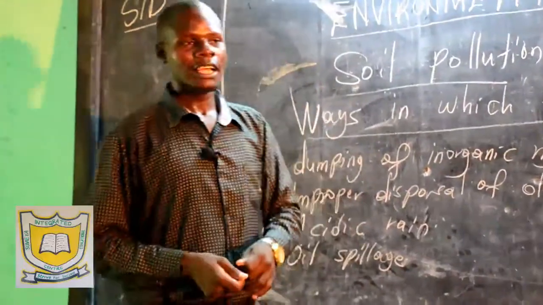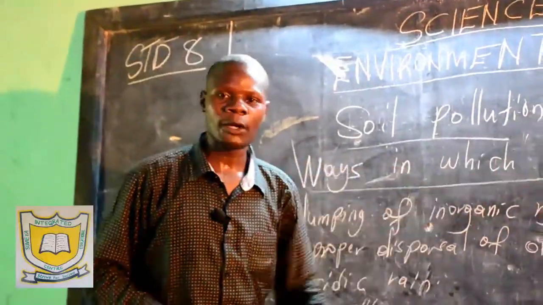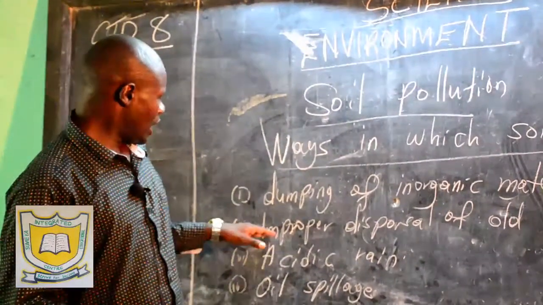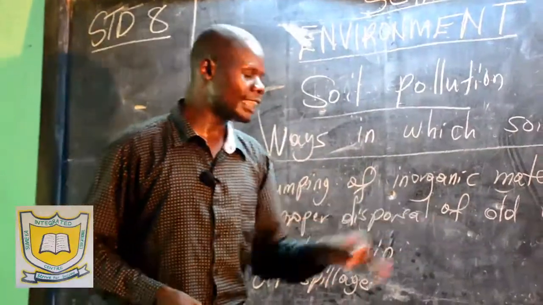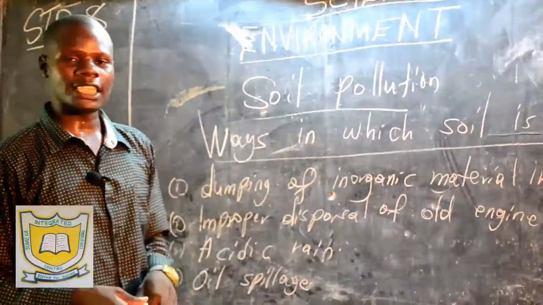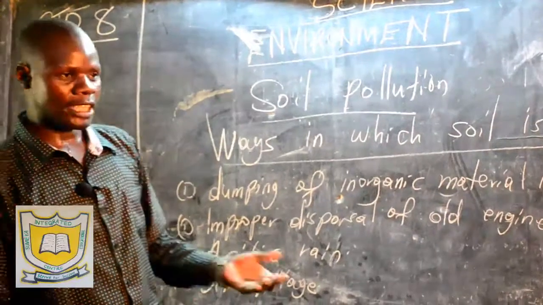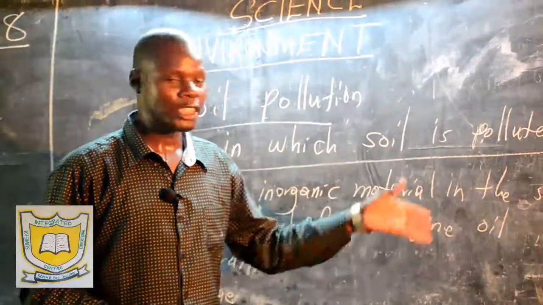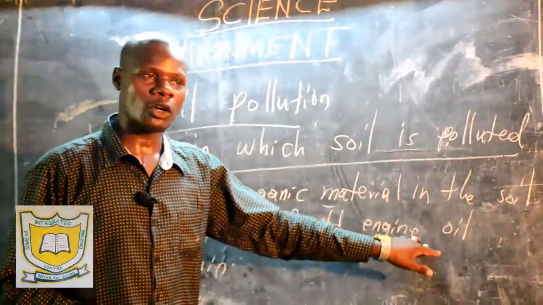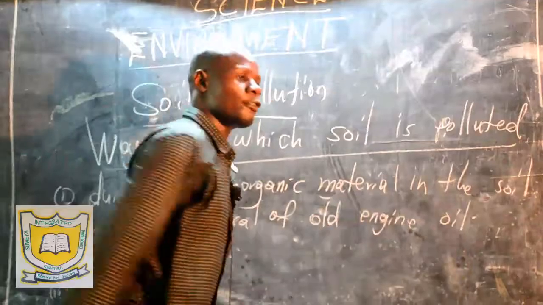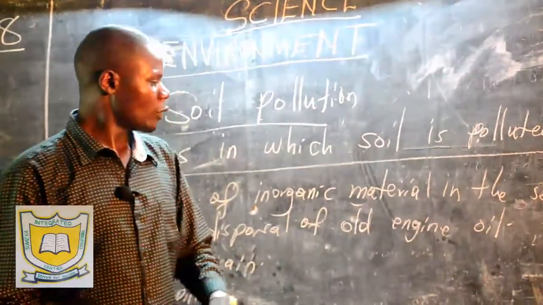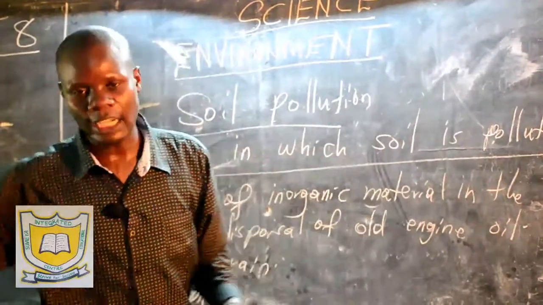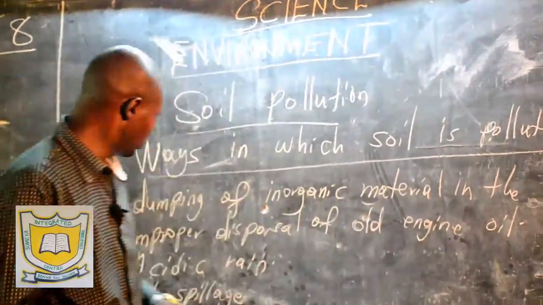So if they are improperly disposed of by human beings anyhow in soil, they pollute the soil more. Second, disposal of old engine oil. You understand, an engine uses oil, and we have several engines: car engines, motorists, different machines have engines, and those engines use oil. So when oil is old, they go to renew it. After renewing, you find that the old oil is disposed of anyhow in our soil, and it pollutes the soil.